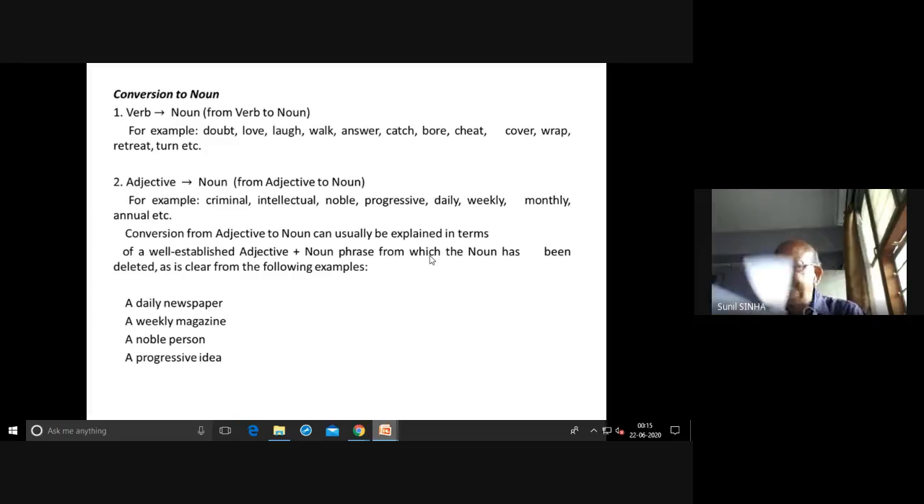Now look, conversion to noun. So you take one class of word and you change it into a noun. Number one, from verb to noun. Examples: doubt, love, laugh, walk. I have given a number of examples. For example, doubt. Doubt is an action. This is a verb.